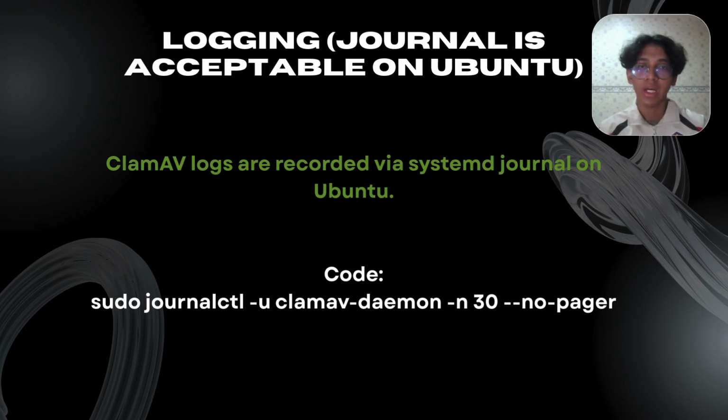Now this is how malware detection events are logged in our ClamAV gateway environment. On Ubuntu systems, ClamAV daemon logs are recorded through the systemd journal rather than only traditional log files. We use the journalctl command to retrieve recent log entries generated by the ClamAV daemon. These logs include important information such as malware detection events, file path, timestamp, and scan results.